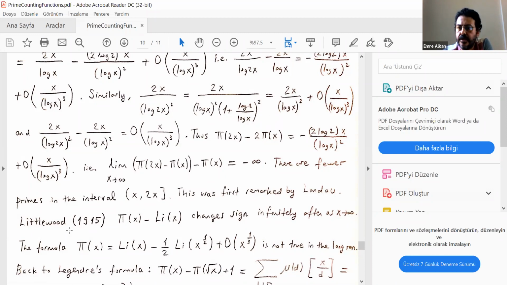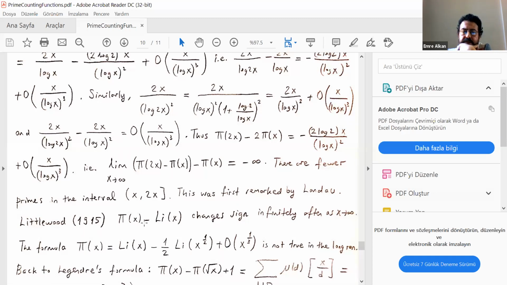Now this is even more astonishing. So he showed that pi x minus Li of x, we were interested in this because we needed to know what the error was doing. He proved that this changes sign infinitely often. So this is a sign changing function. So now this destroys all the earlier formulas, all the predictions. For example, it destroys this formula that we elaborated on Riemann. So this formula can't be true in the long run because it suggests that pi x is less than Li x in the long run, but it contradicts Littlewood's statement.